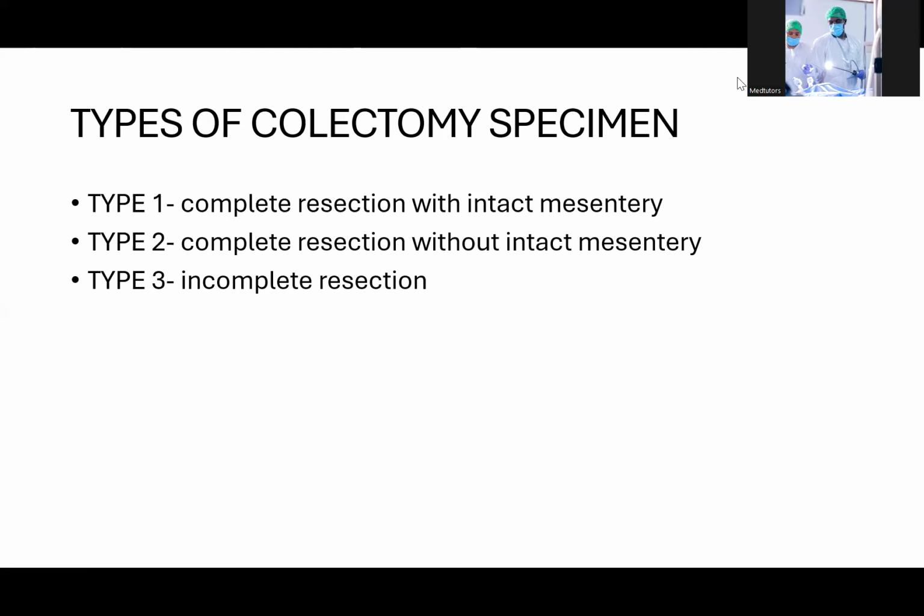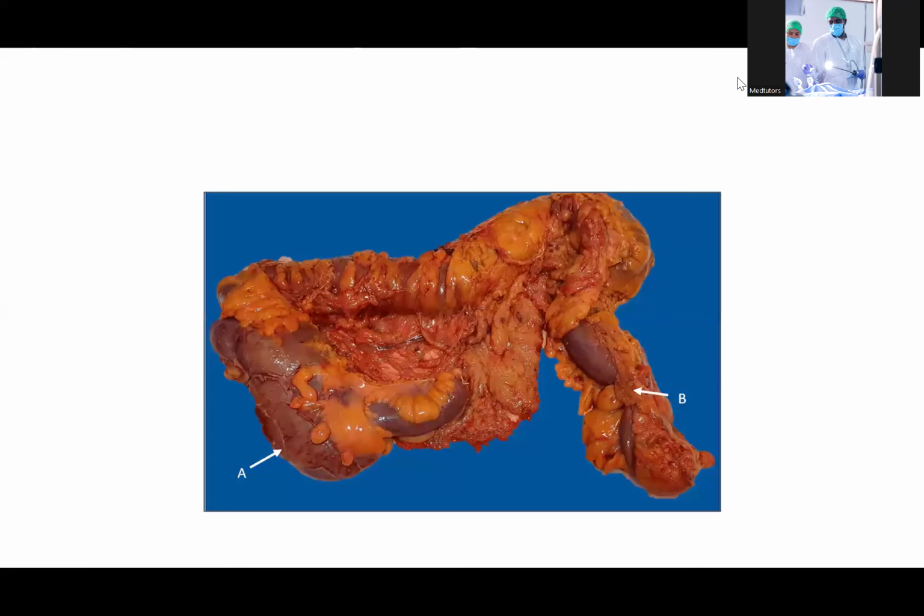And this, you must inspect your specimen. Type 2, complete resection without intact mesentery. You see half, you left half inside. Or type 3, incomplete resection. This is the tumor, as if you are doing a benign resection. It's not acceptable. Now look at this specimen.